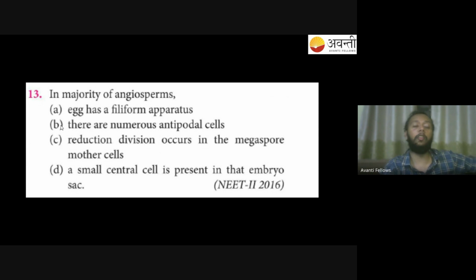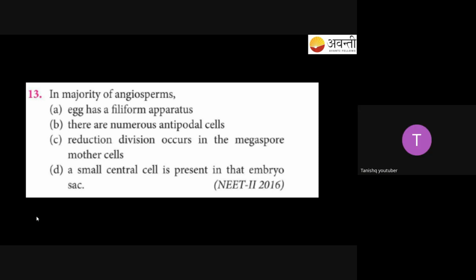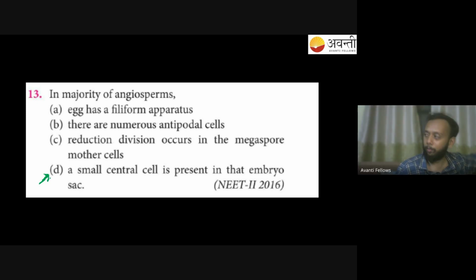Okay. Now, in majority of the angiosperms, which of these statements is going to be true? So think wisely. You raised your hands very quickly, so think about which statement will be correct here, in comparison to the majority of angiosperms. Okay, Tanishq, tell us. Sir, D part. A small central cell is present in the embryo sac. Misbah, option C. Misbah, say it again. Option C. All right. Shikha. Sir, option C. Okay.